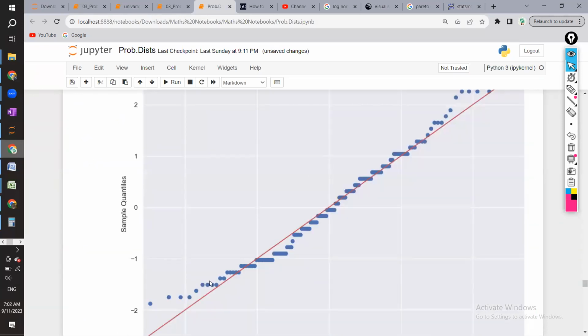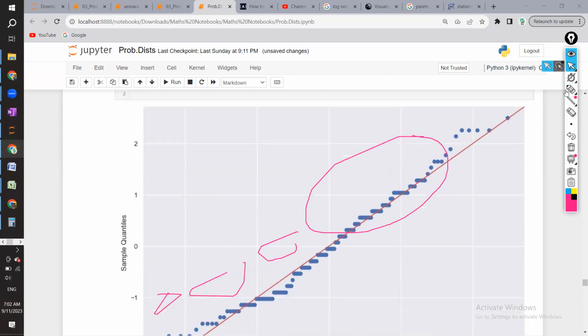See, using this also, this part is perfectly normal. Here is a slight deviation, here also a slight deviation, here a bit of deviation, and at the edges, and also here, it is slightly deviating. But more or less it looks like a normal distribution. For practical purposes, you can consider it as a normal distribution.